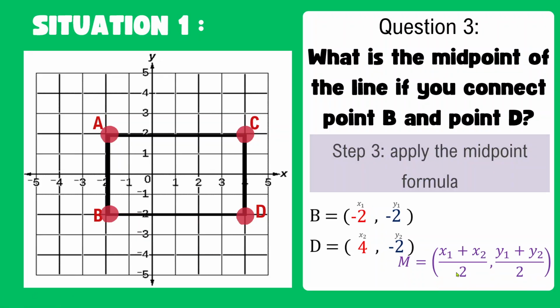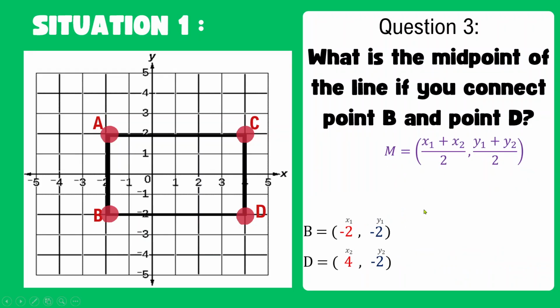Okay, so let's substitute. Now, x sub 1 is -2. X sub 2 is +4. And then the sum of them, the sum of -2 and 4, we must divide later by 2. Then comma, y sub 1 plus y sub 2, so -2 plus -2. And then we divide it by 2 later on.